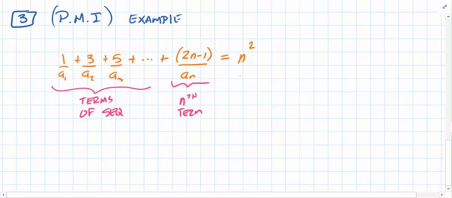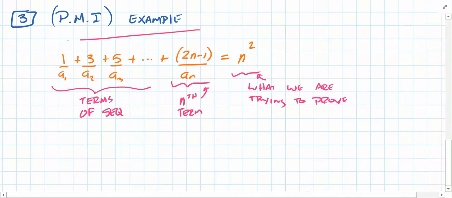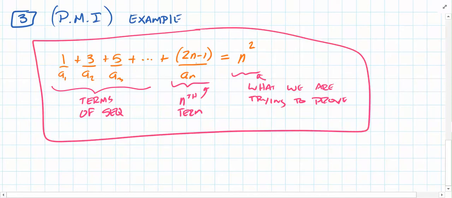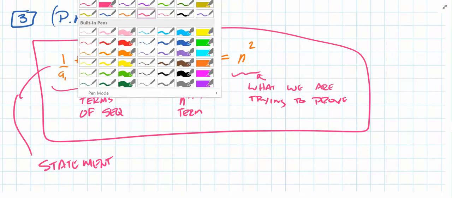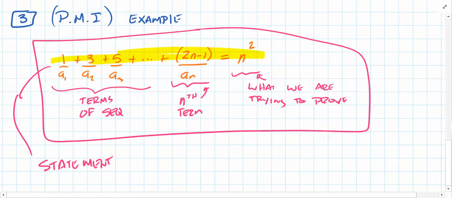Okay. And then what are we saying? What is this part over here? This is what we are trying to prove. Okay? So I want you to understand what all the parts are. So that's the nth term, these are the terms. Now this whole thing in orange, that is going to be called our statement. I'll come down here. Okay? So when I am talking about, hey, prove that this is true for the statement, I'm talking about the highlighted part right there. That's going to be our statement, the whole thing.